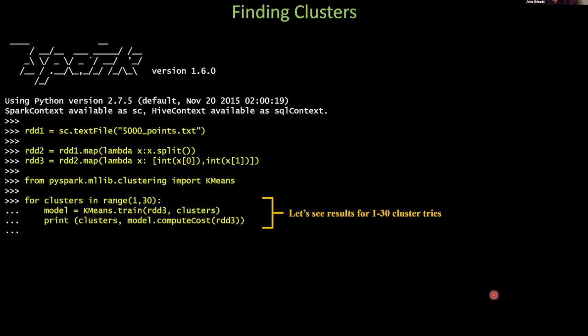So here's how we're going to test this. Here's how we generated that previous graph: we just ran our K-means model. We trained it, and that's the term that we're going to find being used here in machine learning. We trained our model on this RDD for clusters from 1 to 30. We said, try to form 1 cluster and then print out the cost. Try to form 2 clusters and print out the cost.